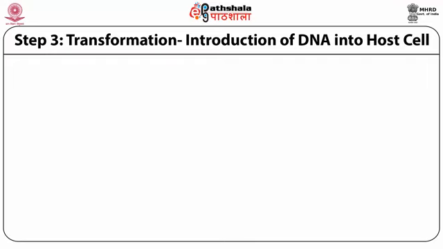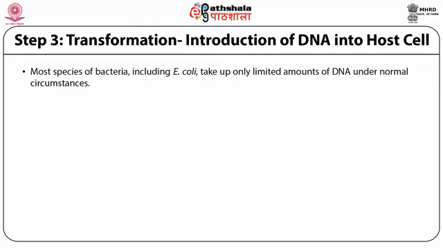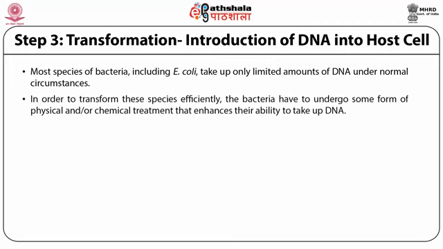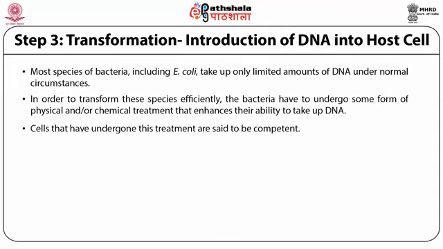Once you have developed a recombinant DNA molecule, inserted a gene of interest into a vector, it needs to be transformed into a host cell. That is, transformation is nothing but introduction of DNA into a host cell. Most species of bacteria, including E. coli, take up only limited amounts of DNA under normal circumstances. In order to transform this species efficiently, the bacteria have to undergo some form of physical and/or chemical treatment that enhances their ability to take up DNA. Cells that have undergone this treatment are said to be competent.